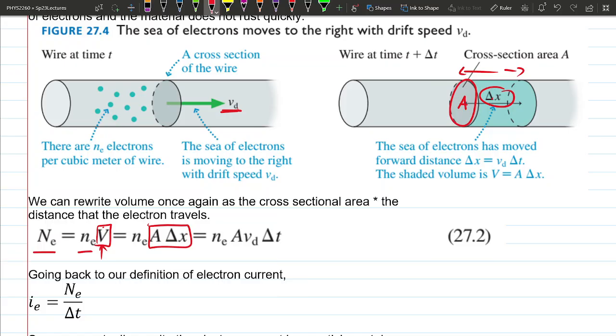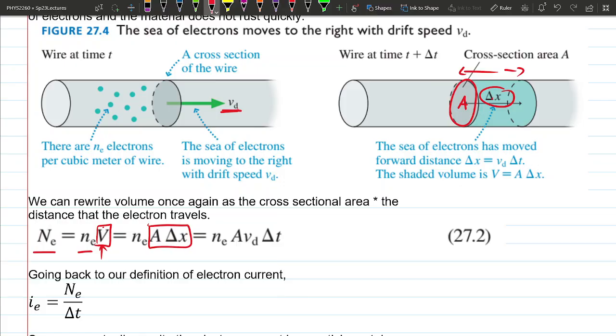Question? I didn't catch it. What's the difference between the capital and lowercase n? Capital N is the number of electrons. Lowercase n is the electron density, how many electrons you have per volume. Unfortunately, there are a lot of letters around.